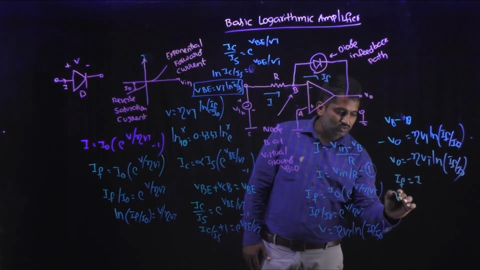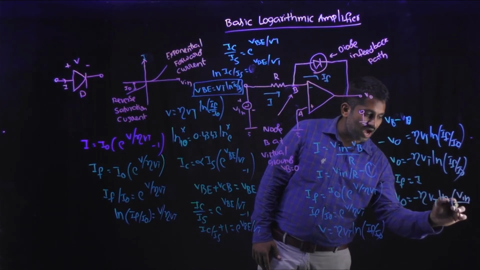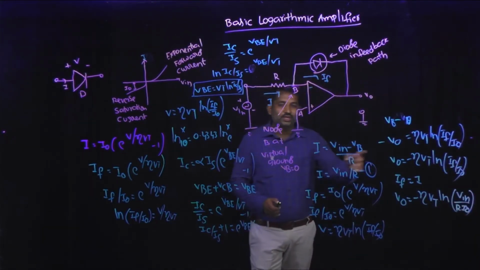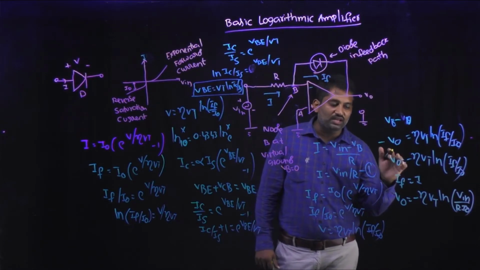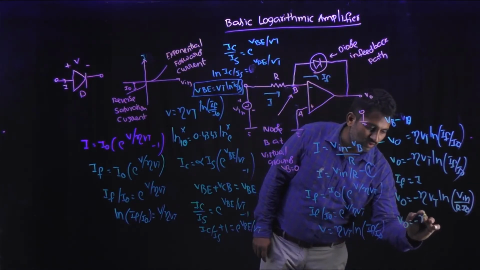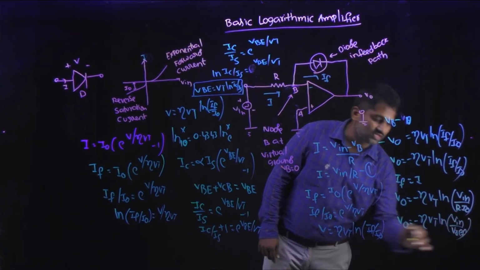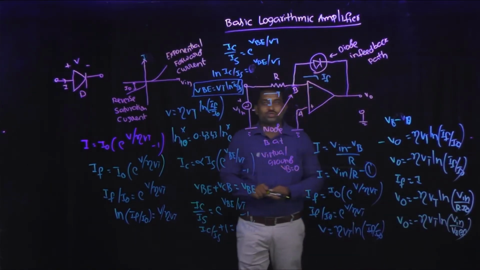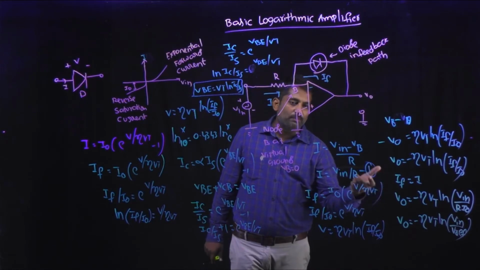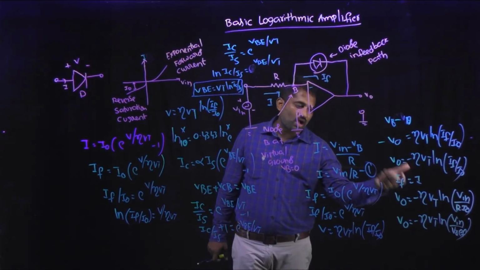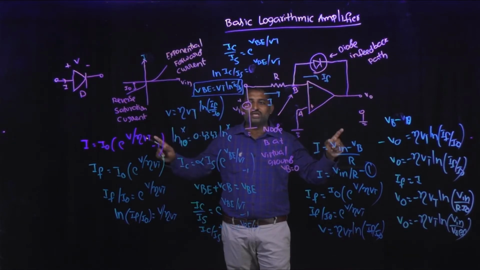Substitute I in this equation. So we will get V0 is equal to minus eta into VT ln of Vin divided by R into I0. So we are assuming R into I0 is nothing but a constant voltage, which I am going to consider as V reference. Finally, we will get V0 is equal to minus eta into VT ln of Vin divided by V reference. Here, V reference will be taken as R into I0. So from this, we can conclude that the output voltage of the logarithmic amplifier is the logarithm of the input voltage, which is the output voltage of the basic logarithmic amplifier using a diode.